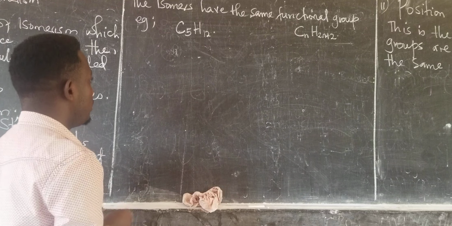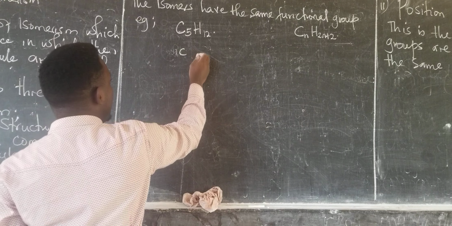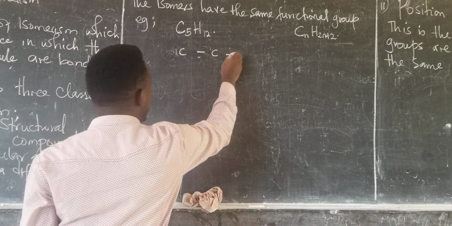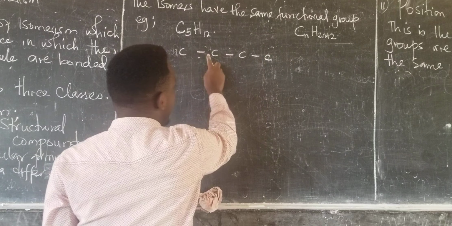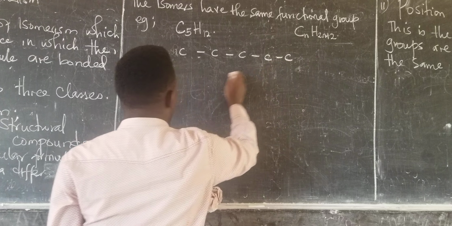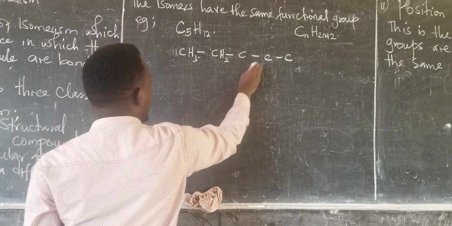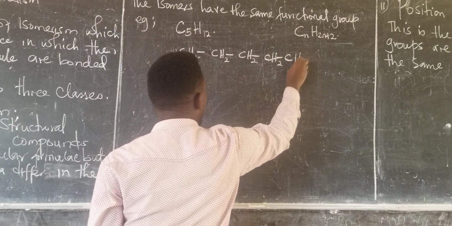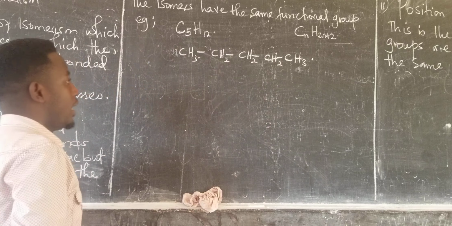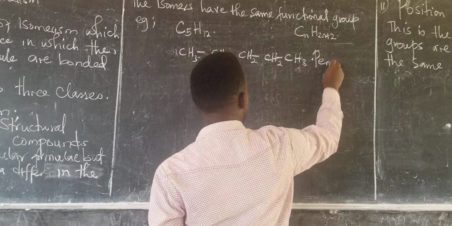We said the first one, you can just create a long chain, and maybe I can first relate it like this. I'm creating 5 carbon atoms. So I give this one H3, I give this one H2, I give this one H2, I give this one H2, and this one H3. And this one we call pentane.